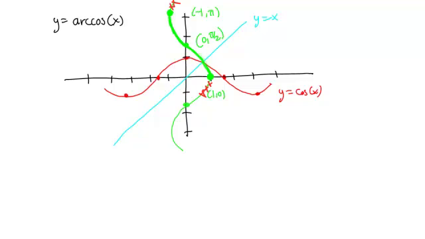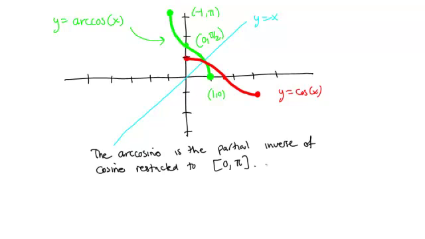If we do that, we'll be left with a curve that looks like this. And so this curve here is what we're going to refer to as the arccosine. Notice that the arccosine is actually just the inverse of not the entire cosine function, but just the portion of the cosine function that stays between 0 and pi. And so we can summarize a result like we did last time. The arccosine is the partial inverse of the cosine function restricted to the interval 0, pi.